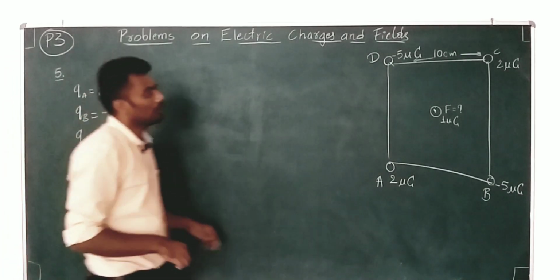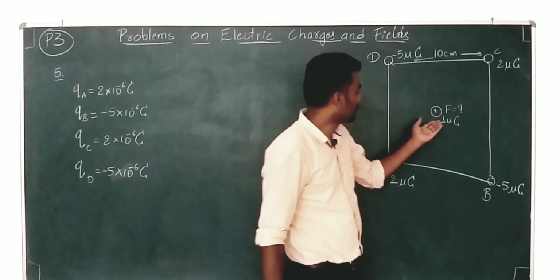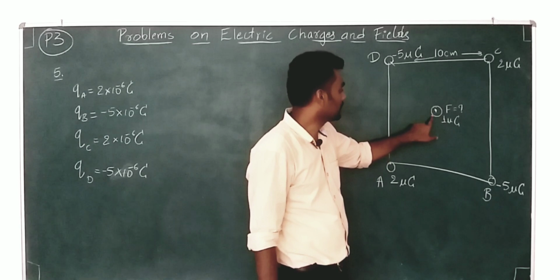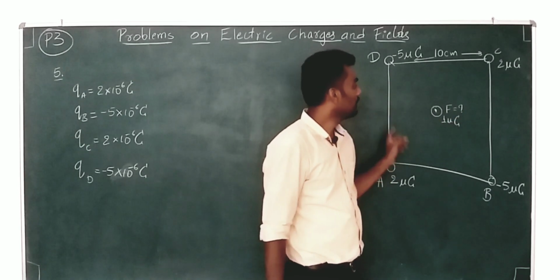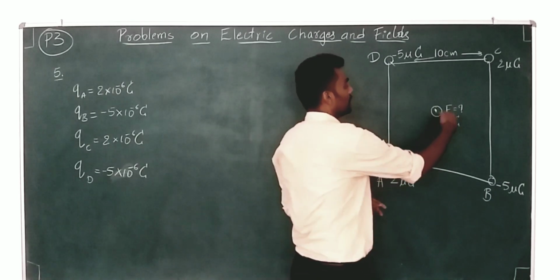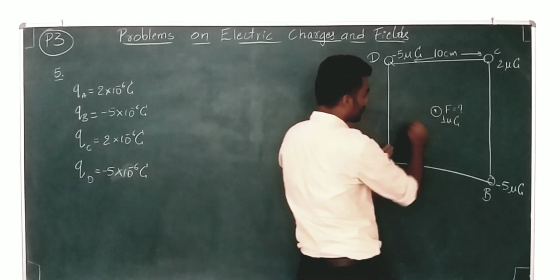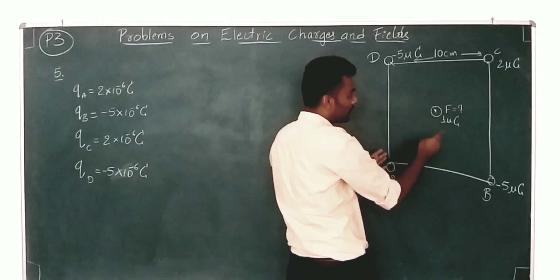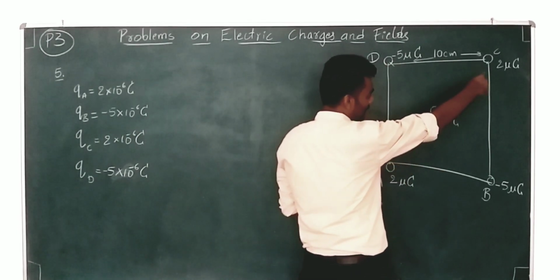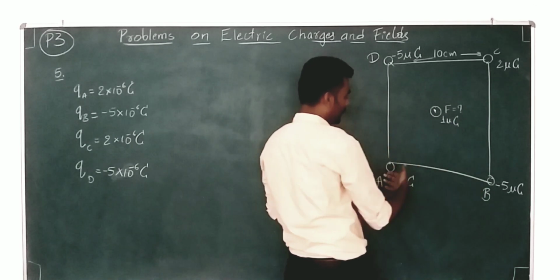Now, from the principle of superposition, the net force experienced by this charge at the center will be the vector sum of all the forces due to individual charges. How many forces does this charge experience? 4 forces. One from D, one from C, one from B and one from A.